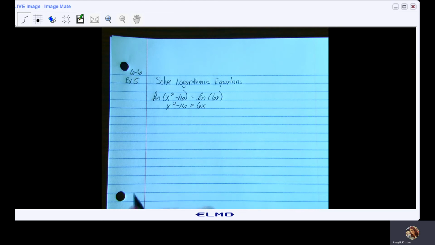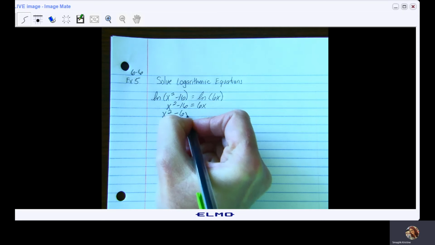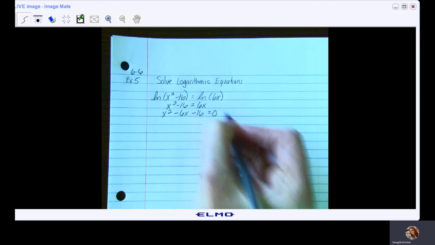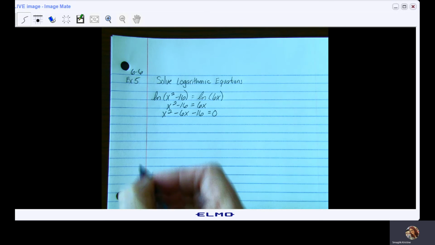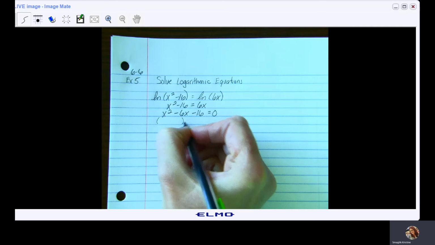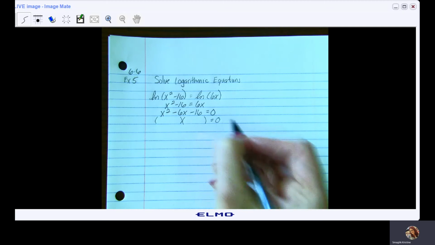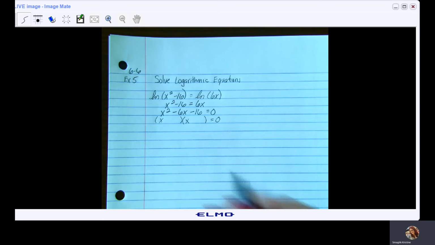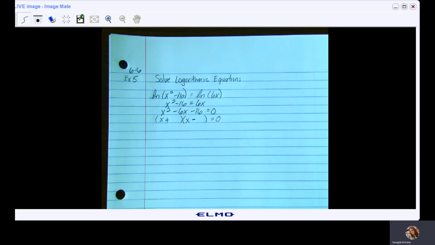Now let's subtract the 6x from both sides, and we get x squared minus 6x minus 16 equals 0. And now I want to solve for x, so I'm going to need to factor. I'm going to drop in my parentheses. I've got a leading coefficient of 1. This should be easy to factor. I'm going to drop my x's in. My c value is negative, so my signs are going to be opposite. One will be positive, one will be negative.